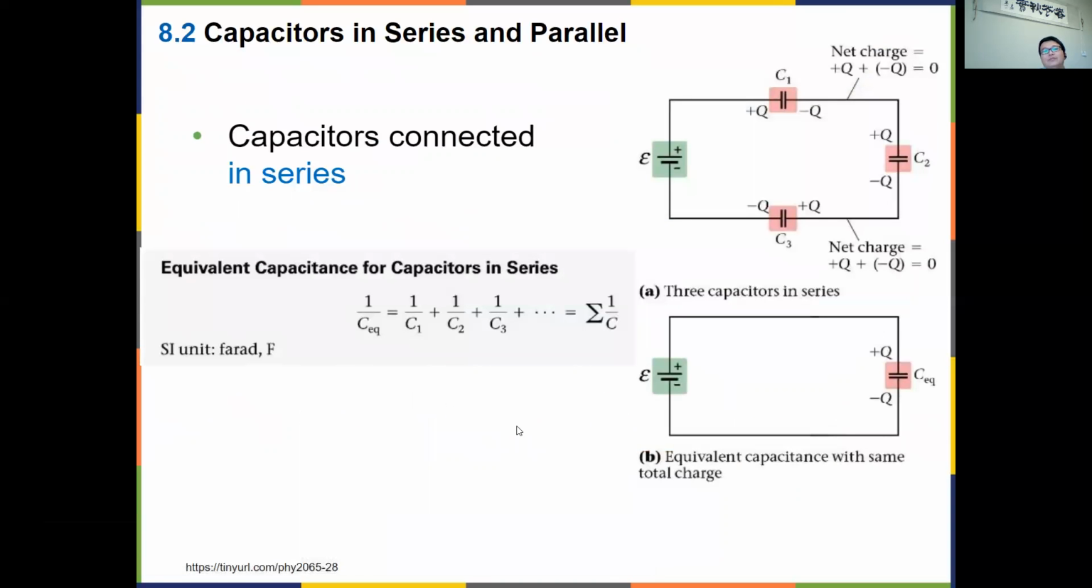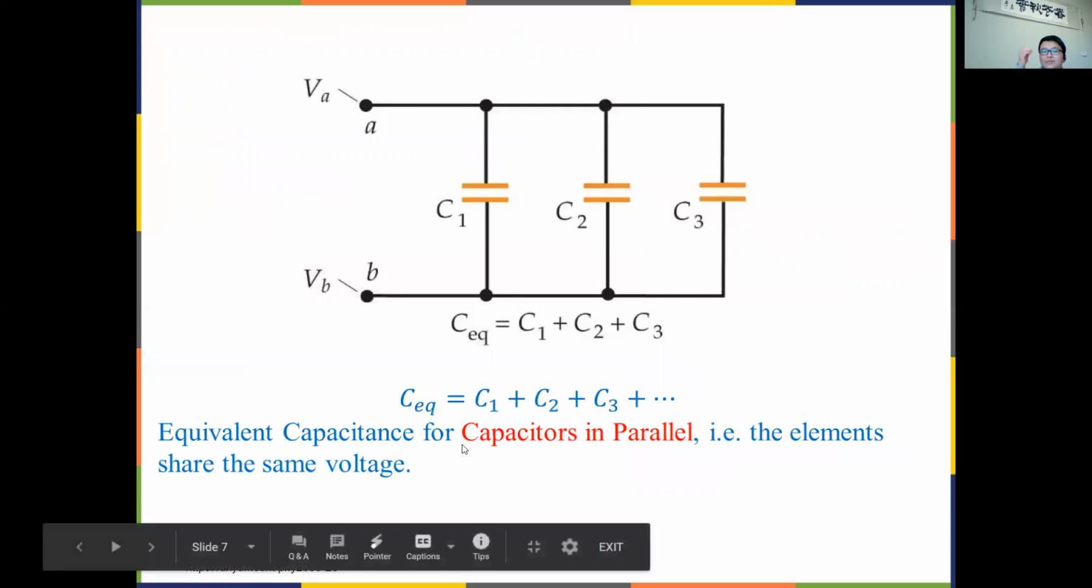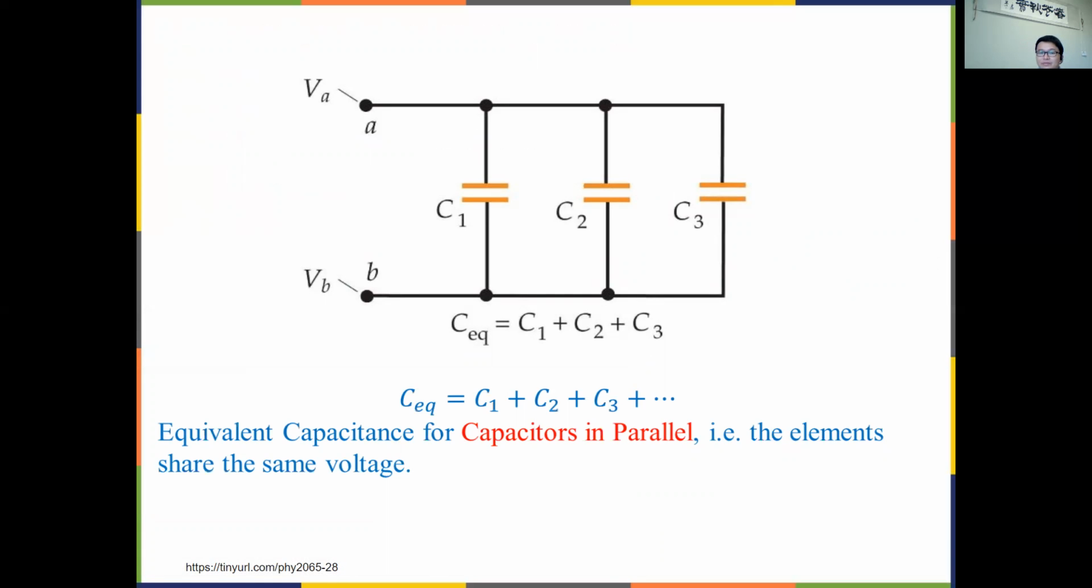We also talked about the combination of capacitors in series and in parallel. If you have capacitors in series, the combination can be represented by an equivalent capacitor. The inverse of the equivalent capacitance is equal to the inverses of the capacitance of each individual one added up, okay? When the capacitors are in parallel, on the other hand, the combination can be represented by an equivalent capacitor which has a capacitance equal to the summation of the capacitances of each individual capacitor. Okay, so just add them up in this case.